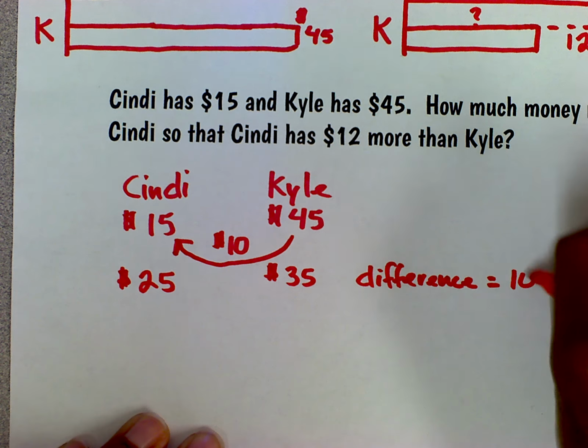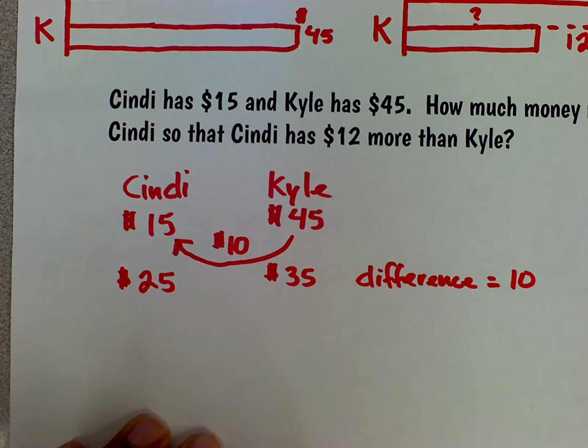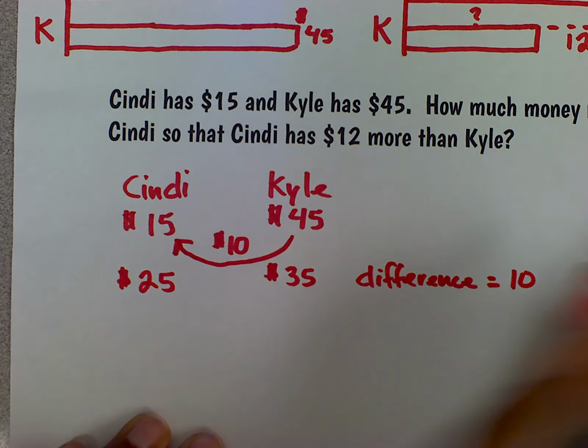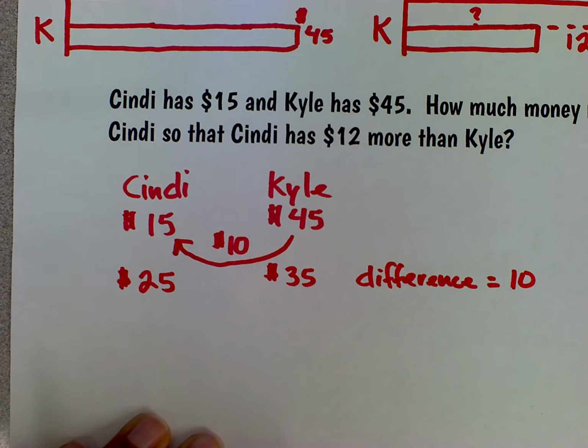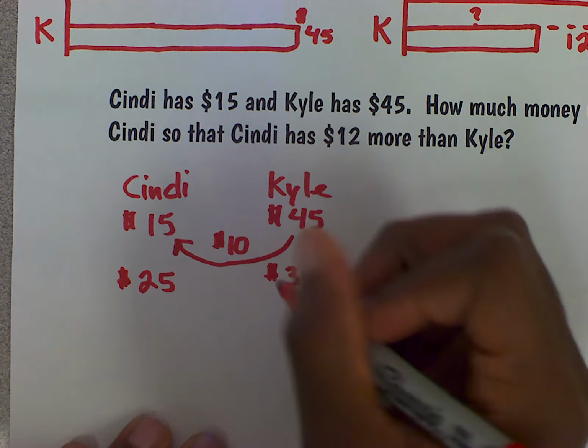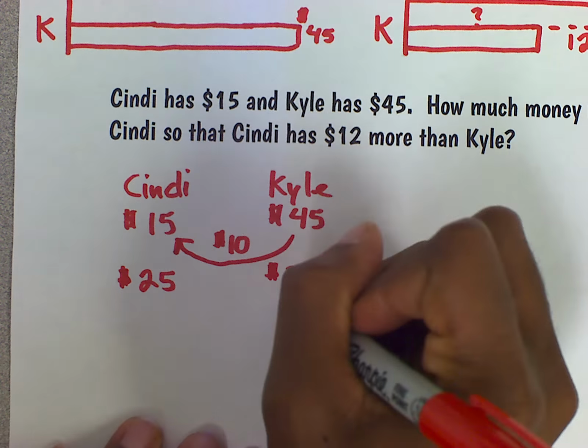But we are looking for a situation where Cindy has 12 more. In this case, Kyle still has more money. So Kyle is still going to have to give a little bit more. So let's shift another 10 and see what happens.